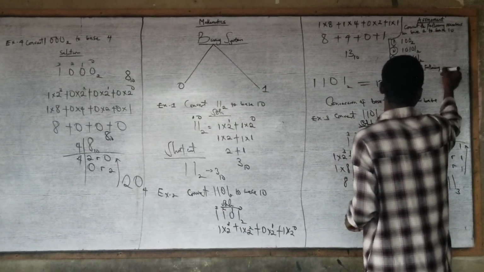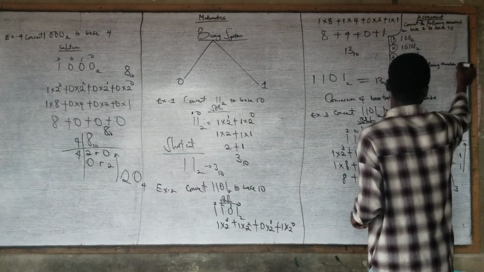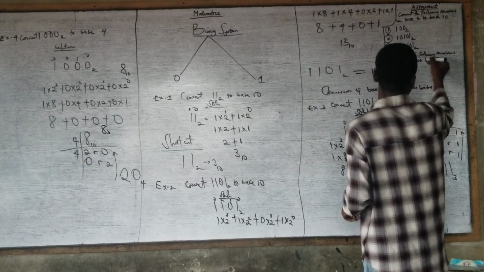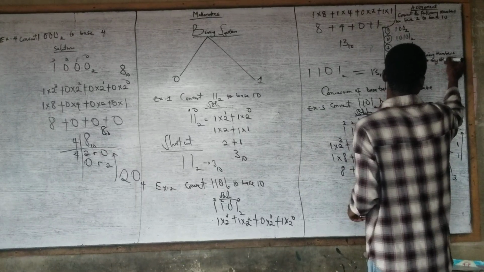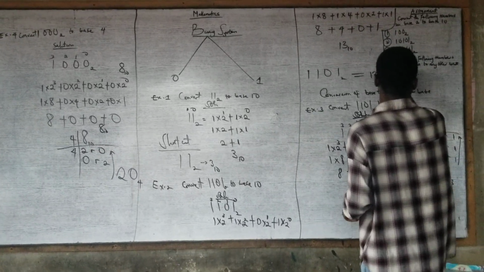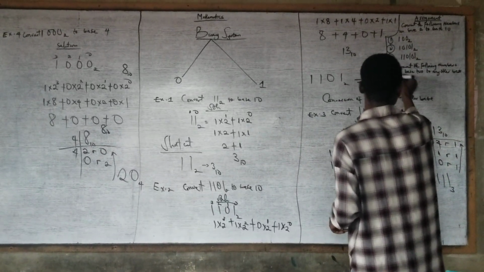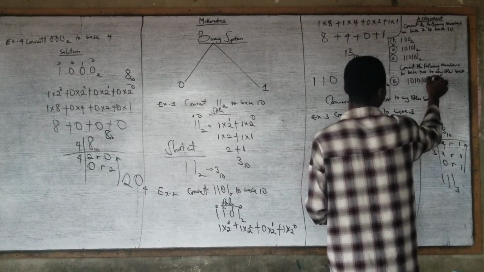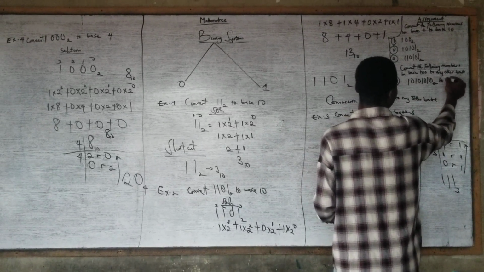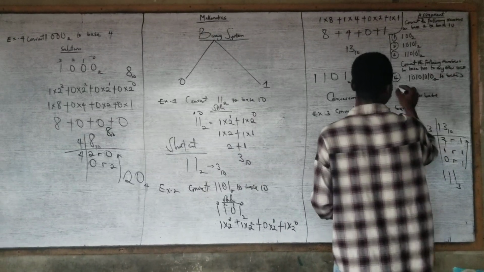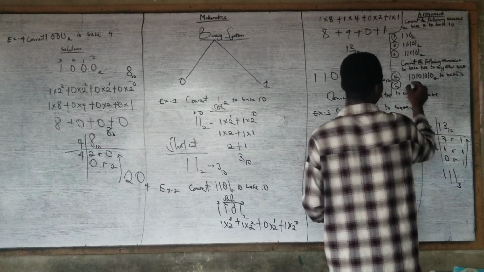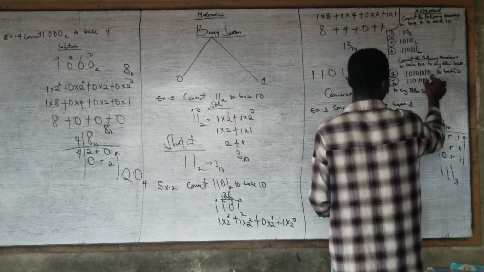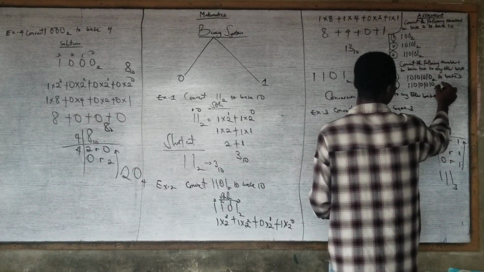Then convert the following numbers in base 2 to any other base. So that's question 4. We're having 10101010 base 2 to base 5. And the last one is if we're having 110101 base 2 to base 8.